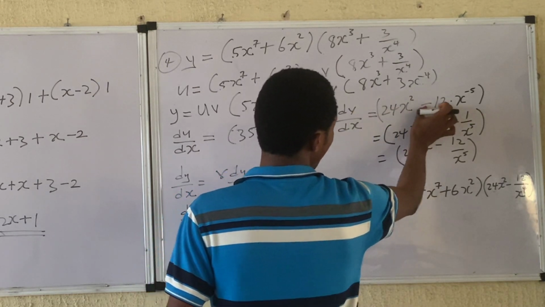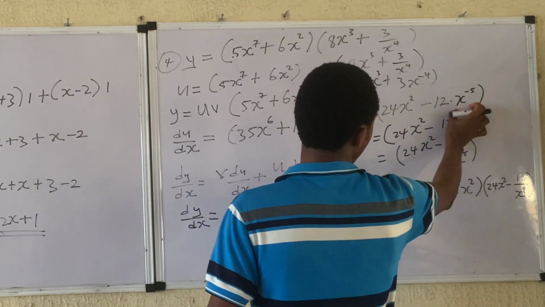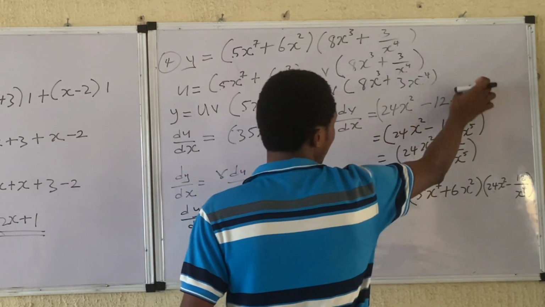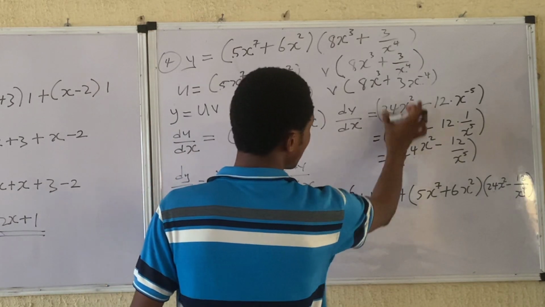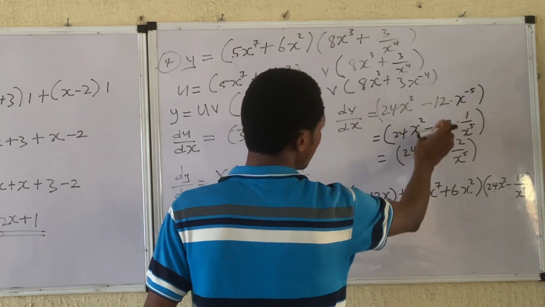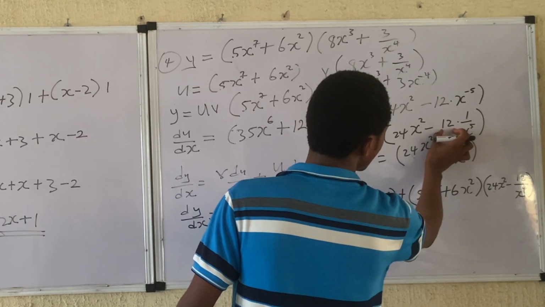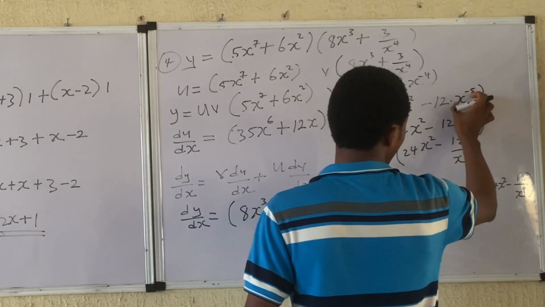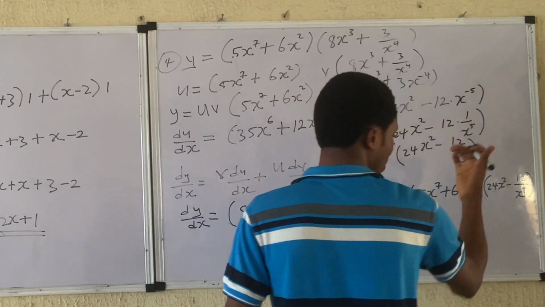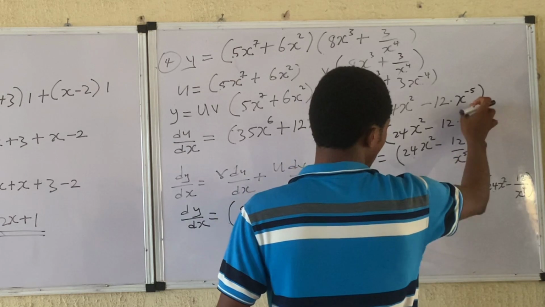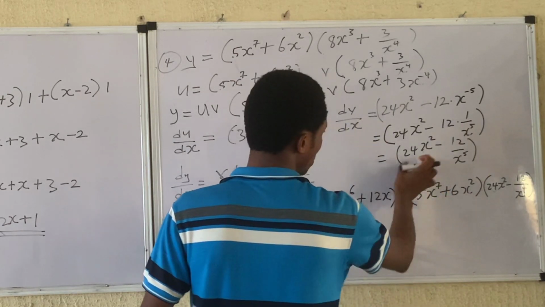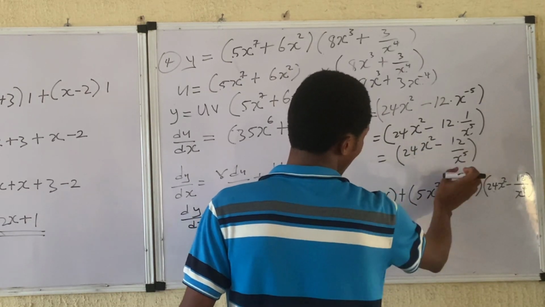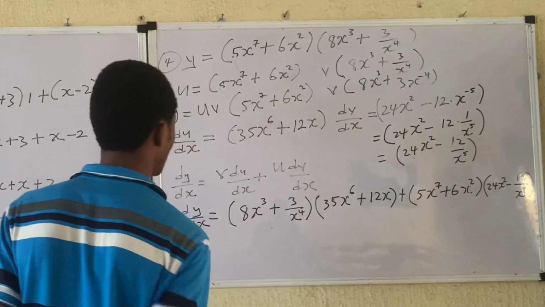That's how we got this minus 12 times x, remember that you remove 1 from the power. So minus 4 minus 1 gives us minus 5. So dv/dx equals 24x to the power 2 minus 12 times x to the power minus 5. Changing this x to the power minus 5 to a positive power, 1 all over x to the power 5, equals 24x to the power 2 minus 12 all over x to the power 5. That's how we got that one.